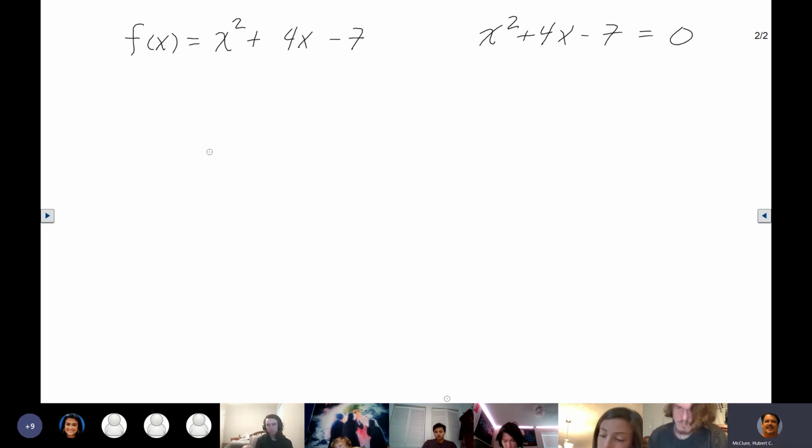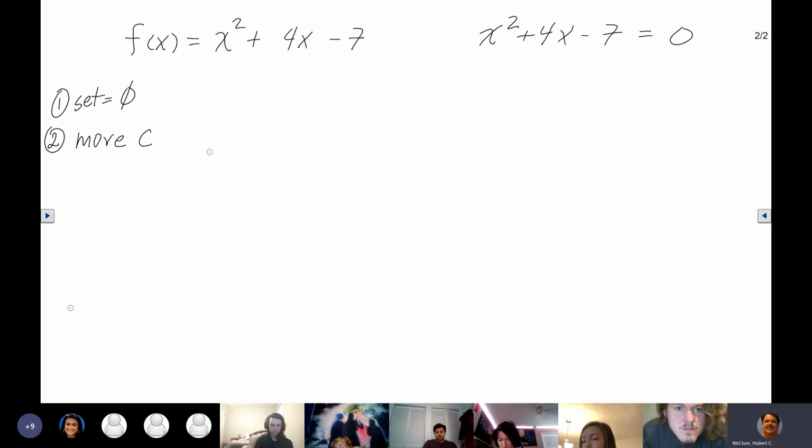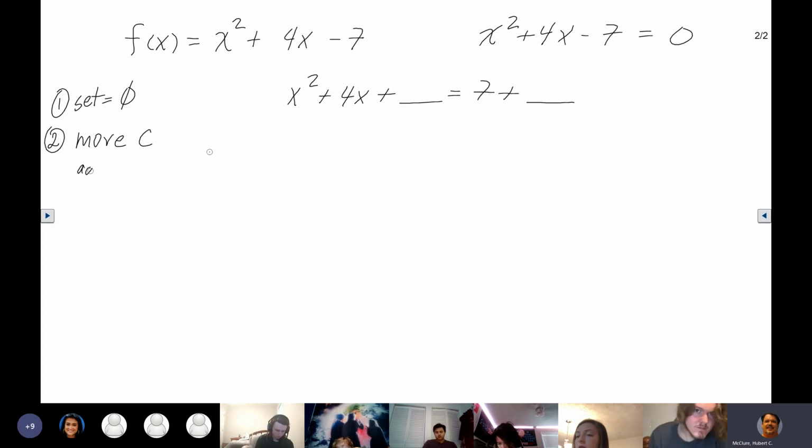The first thing you do is you set it equal to 0. The second thing you do is you move C. So set equal to 0 is x squared plus 4x plus blank is equal to 7 plus blank. And I moved C and I added the blanks.